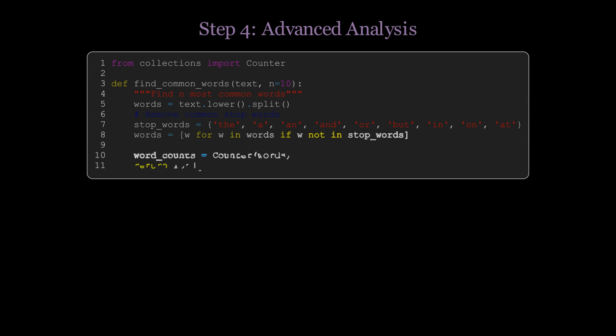Finding common words uses Python's counter class for efficient counting. We convert text to lowercase for case-insensitive counting. Common stop words like the and are filtered out to focus on meaningful words. The function returns the top n words with their counts.